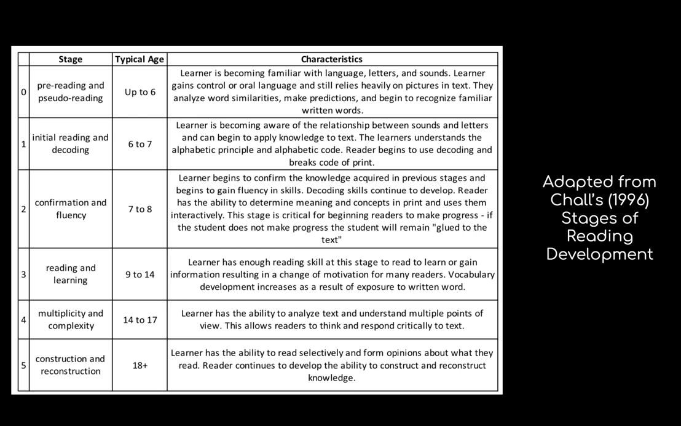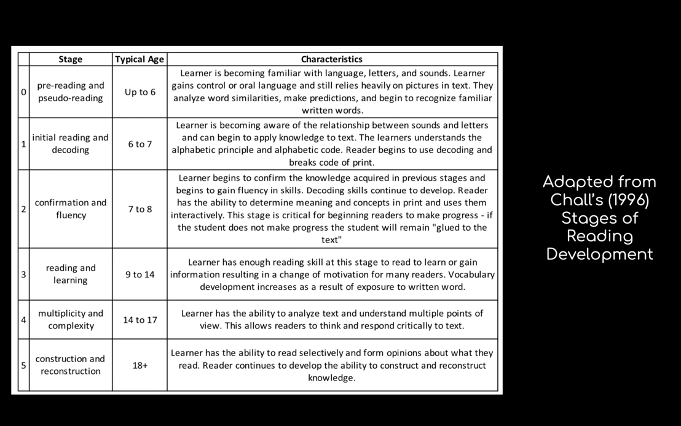Stage 1, the initial reading and decoding stage, is when the learner is becoming aware of the relationships between sounds and letters and can begin to apply knowledge to text. The learner understands the alphabetic principle and alphabetic code. The reader begins to use decoding and can break the code of print.